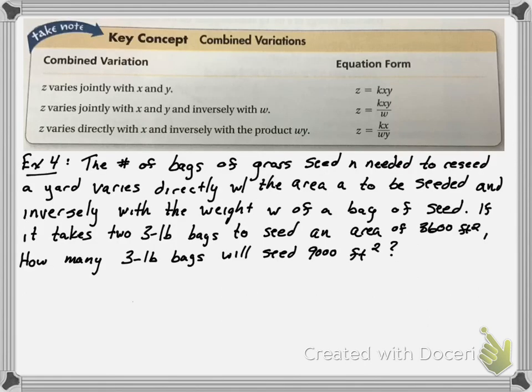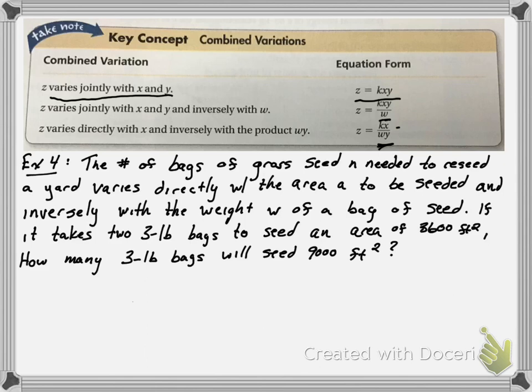Now, make sure you copy this down, for people that don't like to copy stuff down. Combined variations: what do I do? If they tell me z varies jointly with x and y, this is what you use. How about z varies jointly with x and y and inversely with another thing? You multiply together and divide by that thing, since it's inverse. Jointly or directly means to multiply it all. Inverse means to divide. Simple as that. Z varies directly with x and inversely with the product of w and y. Z varies directly with x, that's why they get k times x, and inversely with the product of w and y, that's why they're divided by wy.